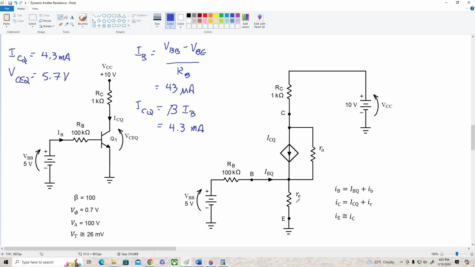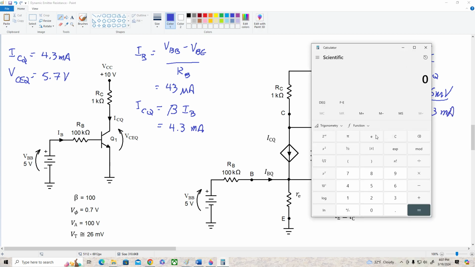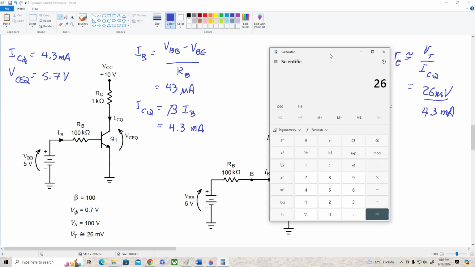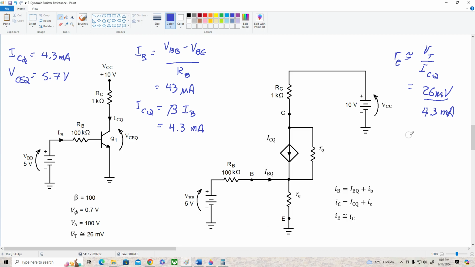Now we need to find little re, and we know that little re is approximately equal to V sub T over ICQ. So that's 26 millivolts divided by 4.3 milliamps. 26 divided by 4.3 is about 6 ohms. So our little re is approximately 6 ohms for this transistor. I'll write that right here, 6 ohms. Generally, this is going to be a pretty small value, maybe in the tens of ohms or less.